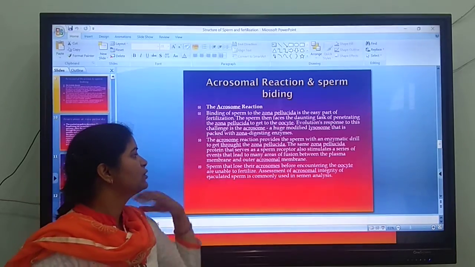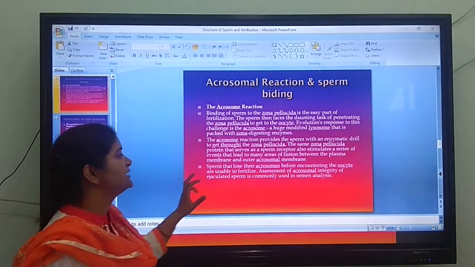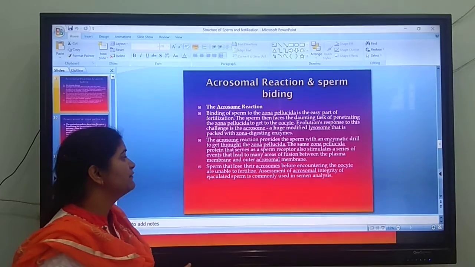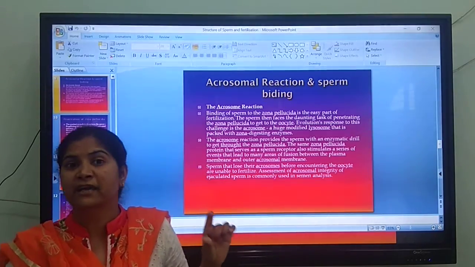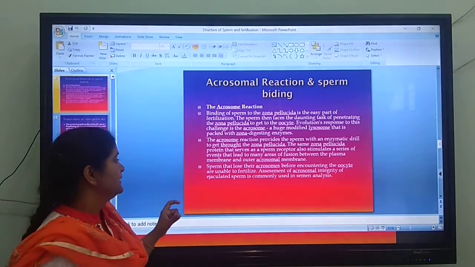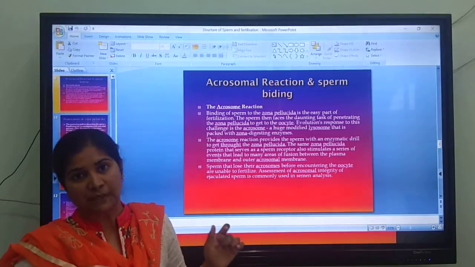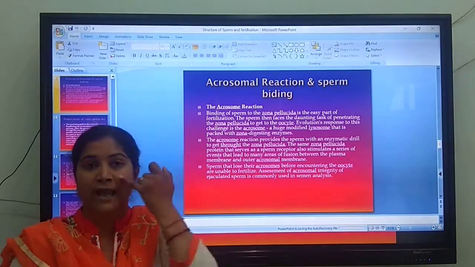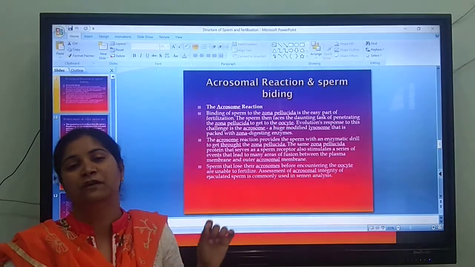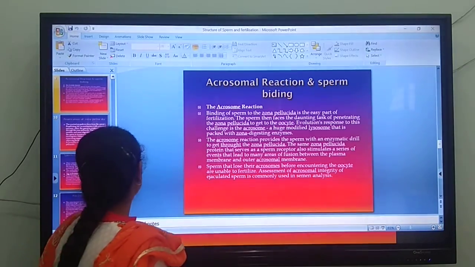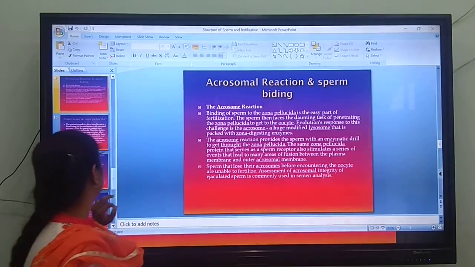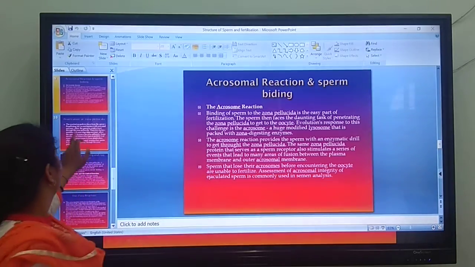Sperm that lose their acrosomes before encountering the oocyte are unable to fertilize. So acrosome integrity is very important, and if some of the ejaculated sperm do not have this acrosomal integrity, they cannot fertilize the egg. So that is the problem. Sometimes this is the cause of male infertility.